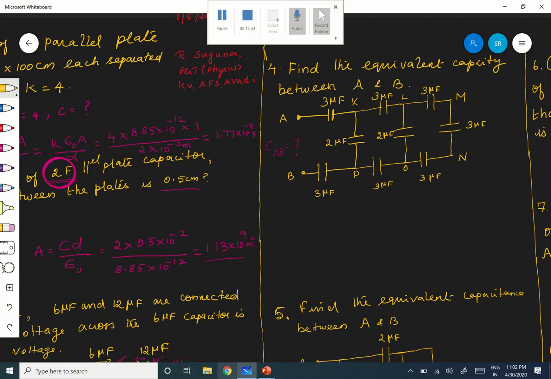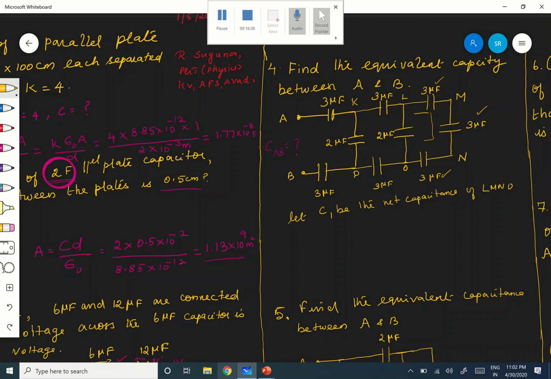What is the capacitance? Let C1 be the net capacitance of LMNO, only this side. In LMNO, the capacitors are 3 microfarad, 3 microfarad, 3 microfarad. 3 microfarad capacitors are there. Therefore, what will be the equivalent capacitance? Let's see C1. What is C1?